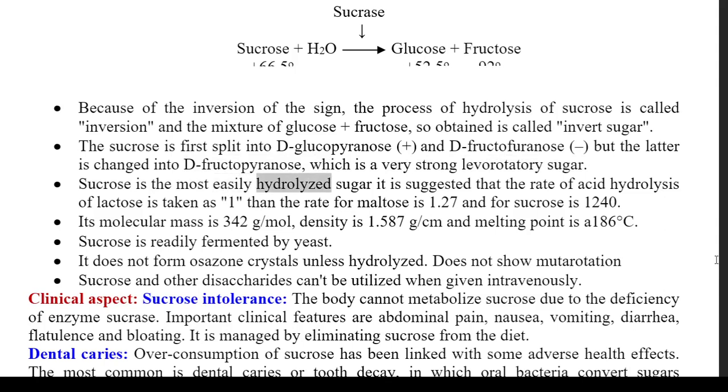Sucrose is the most easily hydrolyzed sugar. If the rate of acid hydrolysis of lactose is taken as 1, then the rate for maltose is 1.27 and for sucrose is 1240. Its molecular mass is 342 g/mol, density is 1.587 g/cm³, and melting point is 186 degrees C. Sucrose is readily fermented by yeast. It does not form osazone crystals unless hydrolyzed. It does not show mutarotation. Sucrose and other disaccharides can't be utilized when given intravenously.